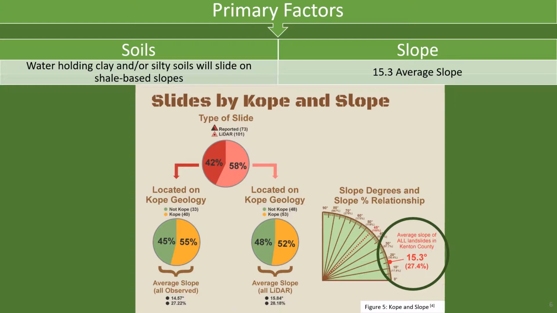When taking into consideration the slope on which these landslides occur, Figure 5 shows that the average slope of all landslide occurrences, both observed with the LiDAR data, happen around 15.3 degrees with an approximate 27.4% occurrence rate. It is worth noting on the same slope degrees and slope percentage relationship diagram that a red line at 45 degrees means at this slope it is known that landslides will occur at 100%.